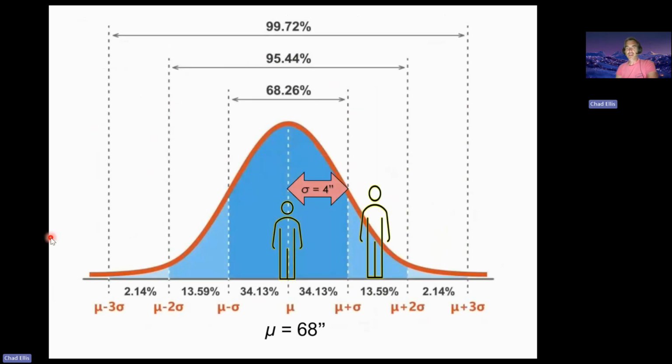So if we go back to our diagram here, we know that our x raw score of 74 inches is equivalent to a z-score of 1.5. So again, z-score is basically the same as standard deviation. We know that this x score of 74 inches lies basically in the middle between 1 standard deviation and 2 standard deviations above the mean.